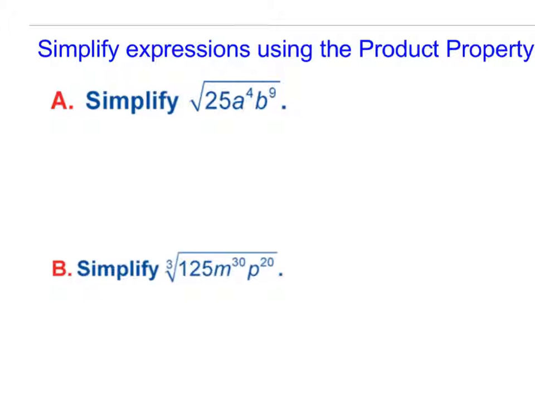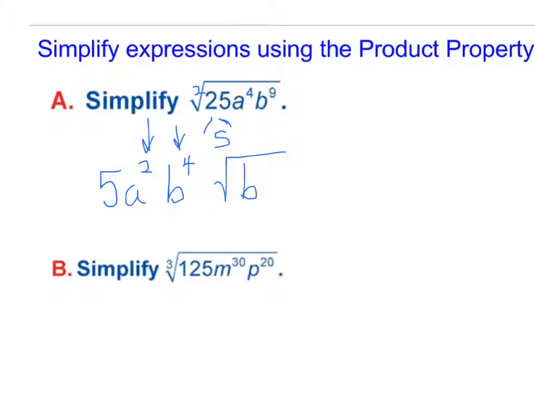So here are a couple more examples of how we would simplify. Once again, we have the square root. So when we take the square root of 25, that would be, of course, 5 times 5. So this is a 5 that comes out. This is the square root. 4 divided by 2 is a squared. And then 9 divided by 2, it goes in 4 times, with 1 left over. Okay? And so since that's a square root, we're looking at these. This is an even power, this is an even power, no absolute value needed.